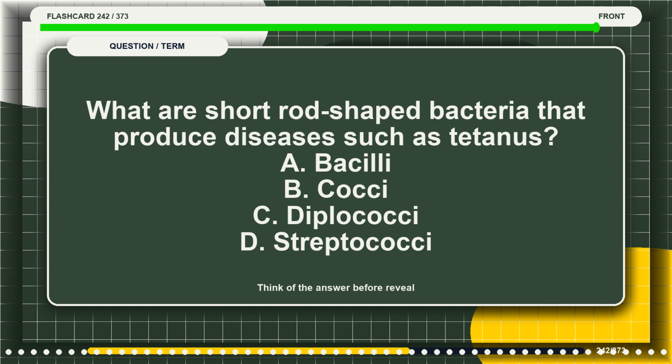Flashcard 242. What are short rod-shaped bacteria that produce diseases such as tetanus? A. Bacilli. B. Cocci. C. Diplococci. D. Streptococci. Think of the answer before the reveal.